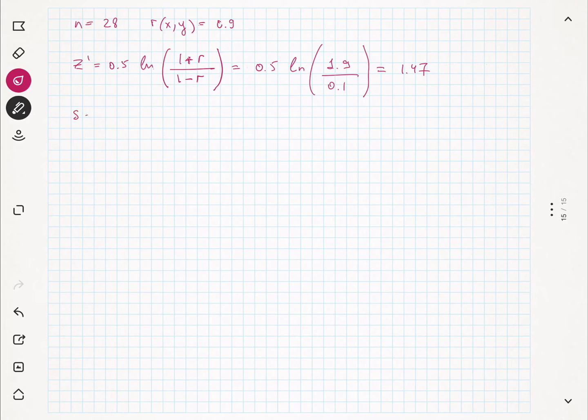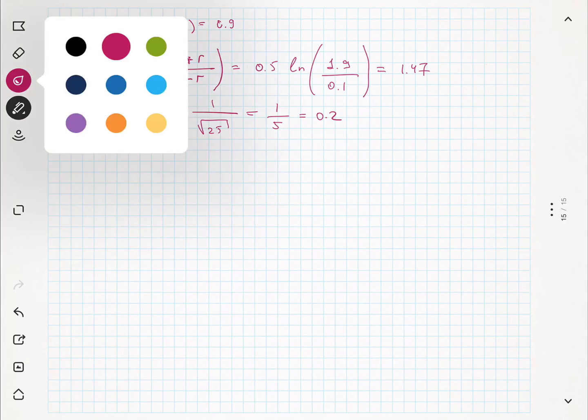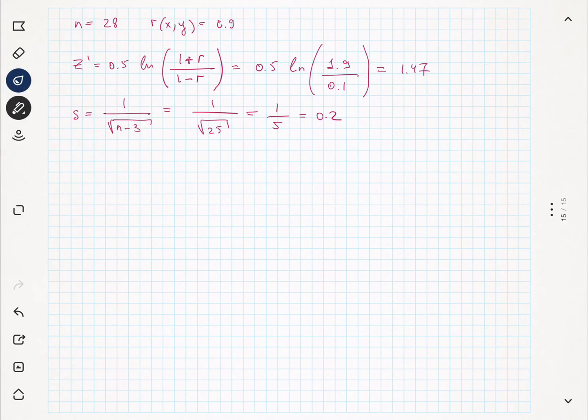Now the standard deviation, we know that in this case it will be 1 over square root of n minus 3. That's what Fisher has found out empirically. So we take 1 over square root of 25, which is 1 over 5, or 0.2. Now we calculate the confidence intervals for the z prime first, and in this case I will make my life a little bit easier. So I will take a confidence level of about 95.5%, because in normal distribution I just take 2 standard deviations from both sides, right?